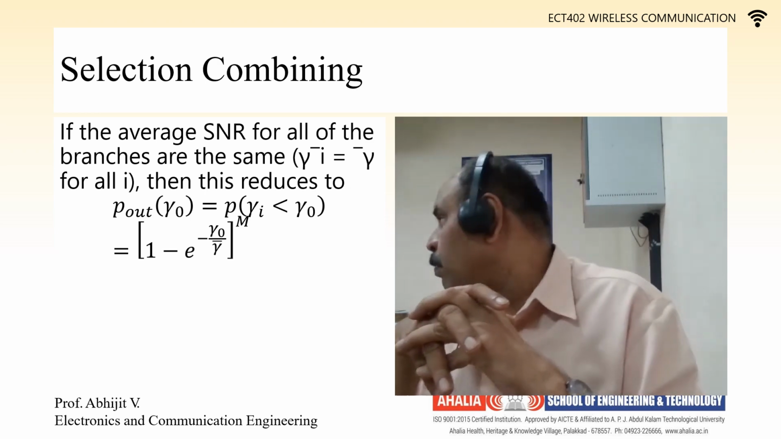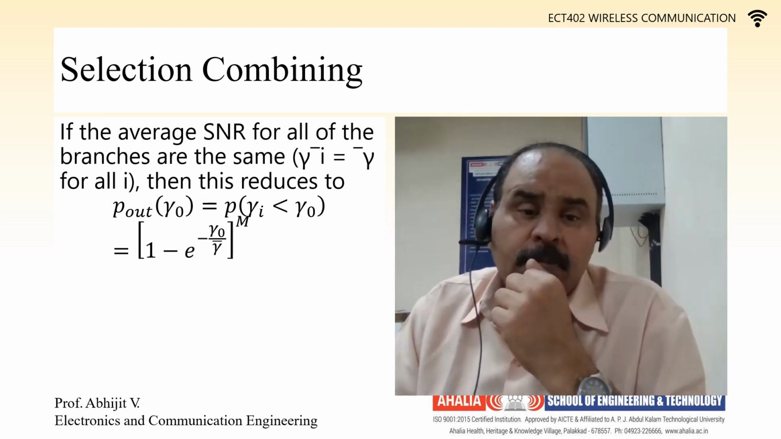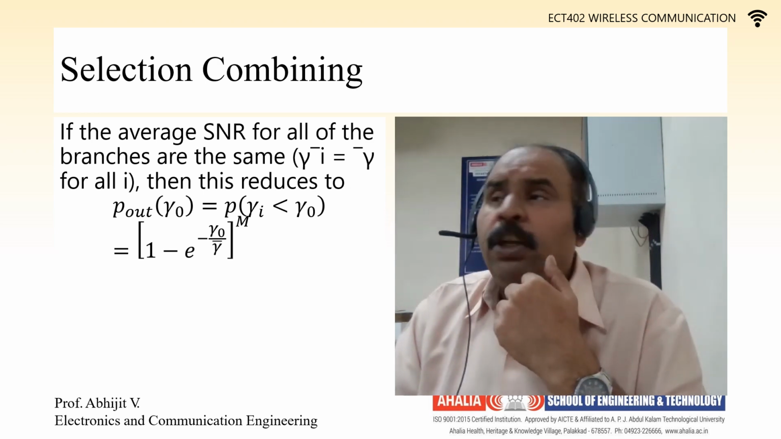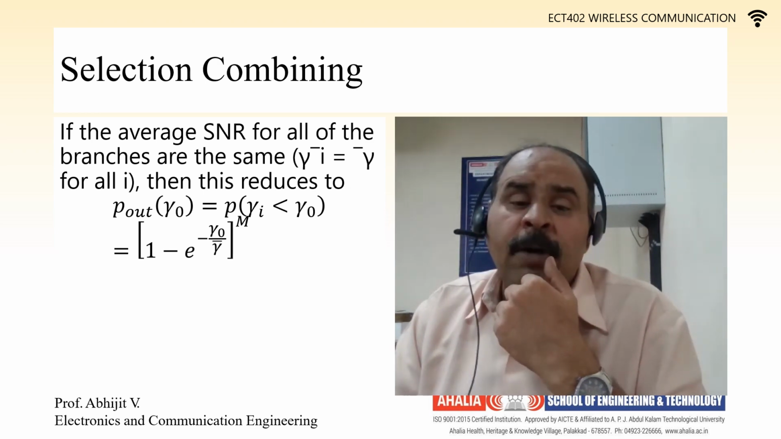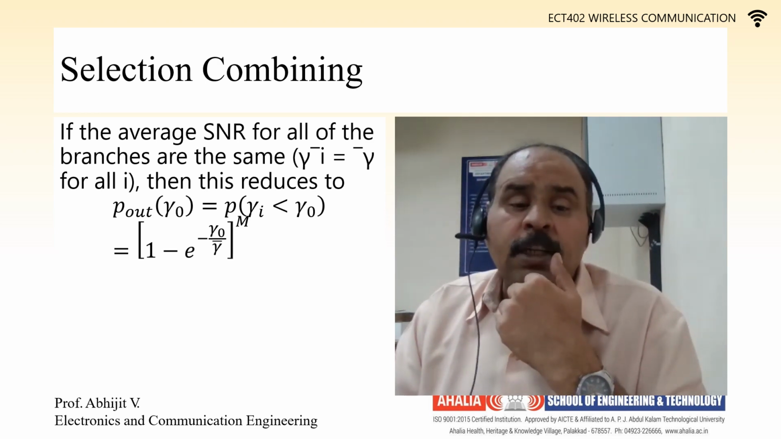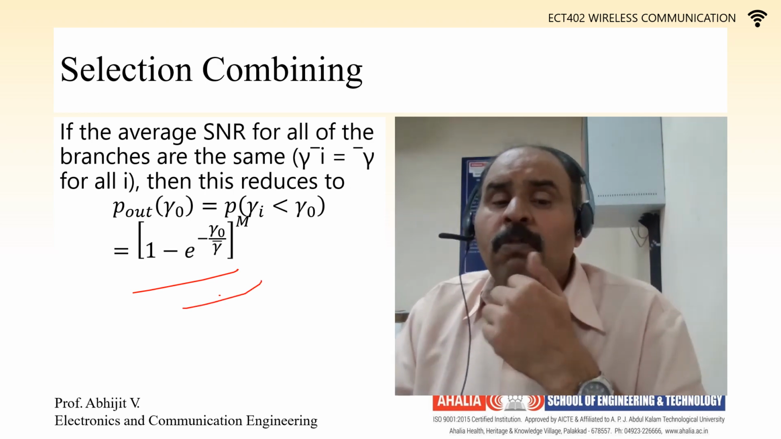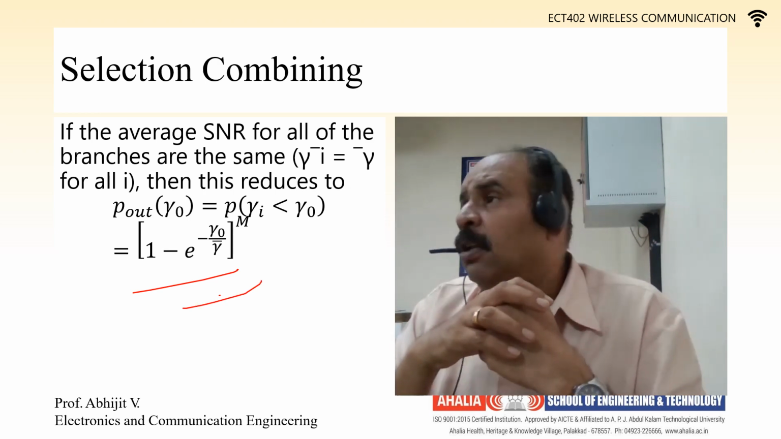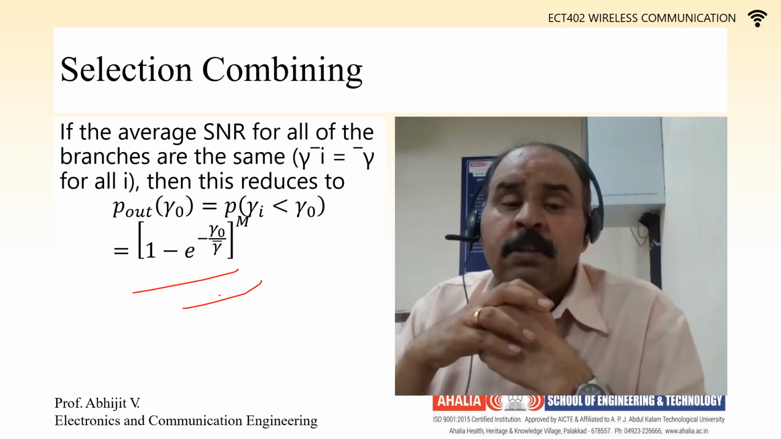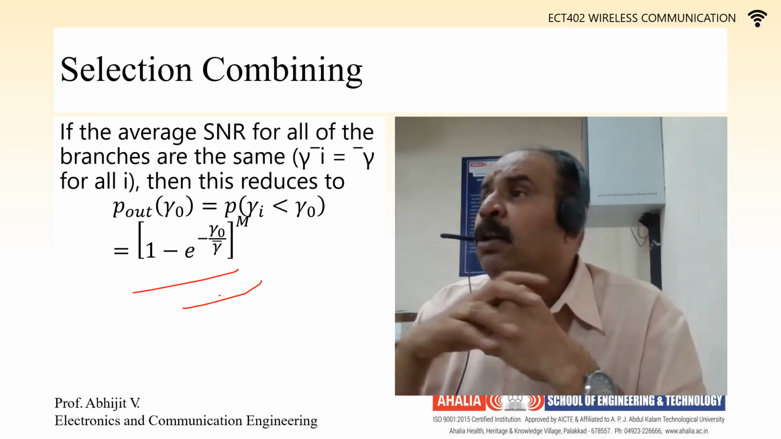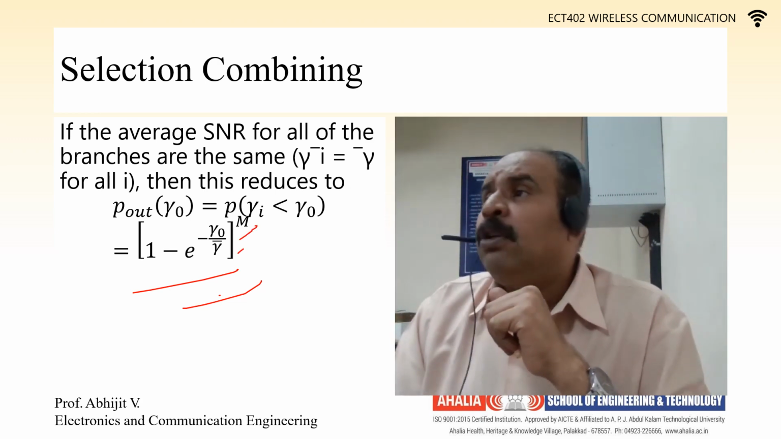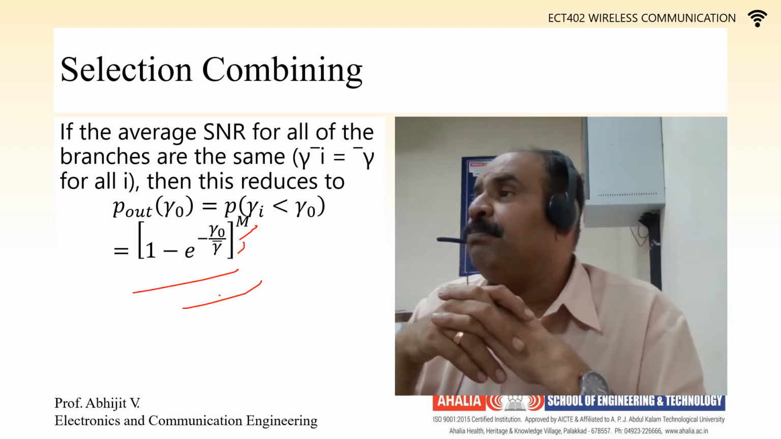So the outage probability P out gamma naught is equal to P gamma I less than gamma naught, which in other terms is nothing but 1 minus e raised to minus gamma naught by gamma bar. We have that multiplication of pi, so we have it m times, so we have it raised to m, right?